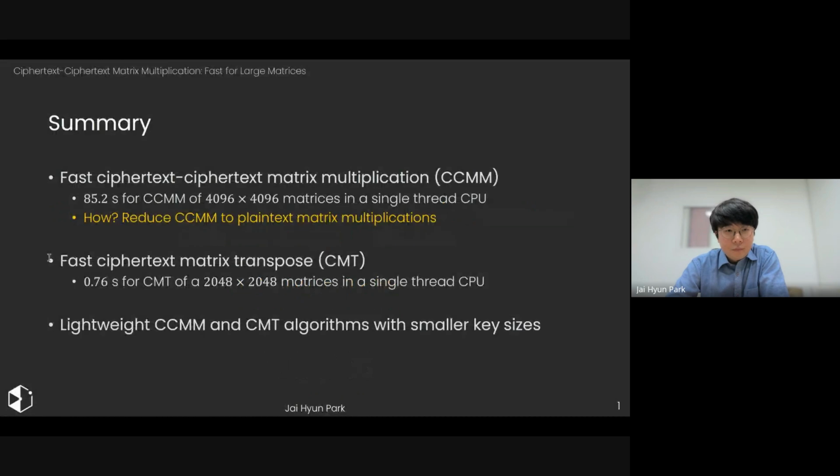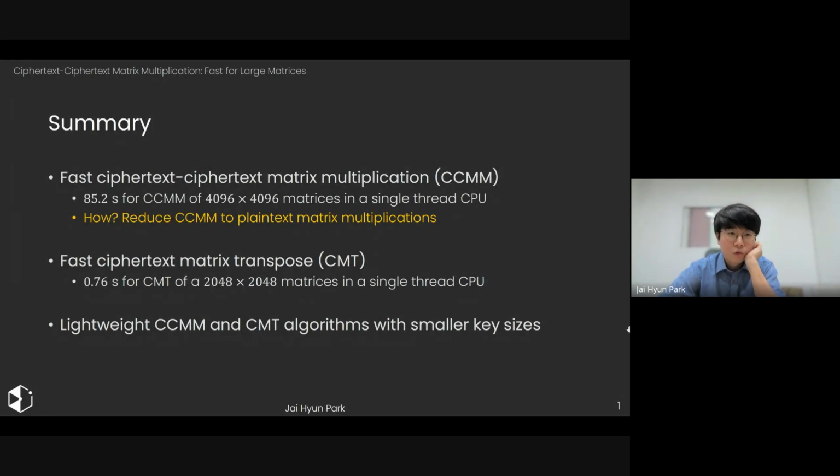Here is a brief summary of this research. In this talk, I'm going to talk about fast Ciphertext-Ciphertext matrix multiplication, which I call CCMM. With our algorithm, it takes about 1.5 minutes to multiply two encrypted matrices of dimension 4,000 by 4,000 on a single-thread CPU. This is faster than the previously known methods.